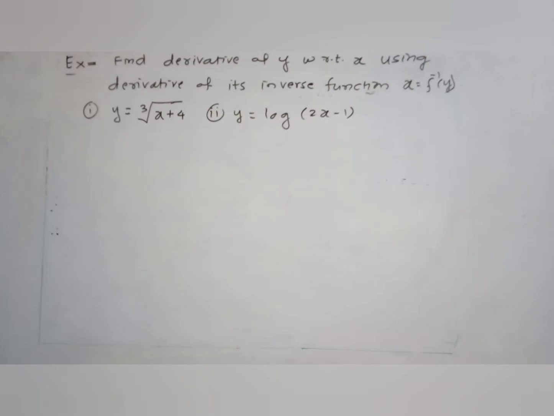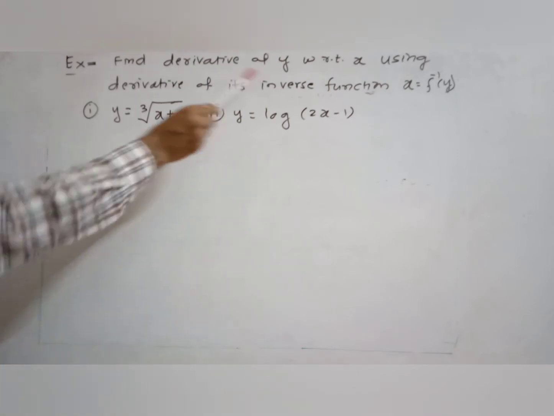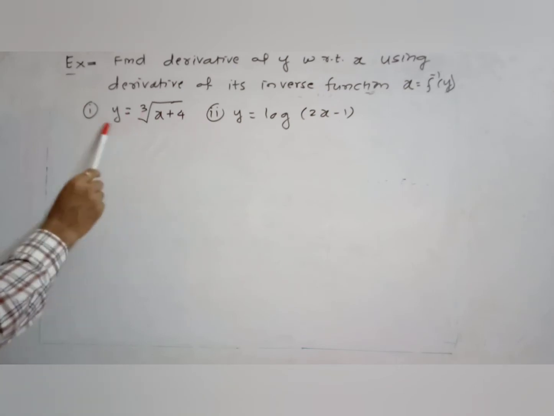So we have proved the rule for the derivative of inverse functions, and that needs some practice. So let us see some examples. The first example is written here: find the derivative of y. This is y in the first and second example.